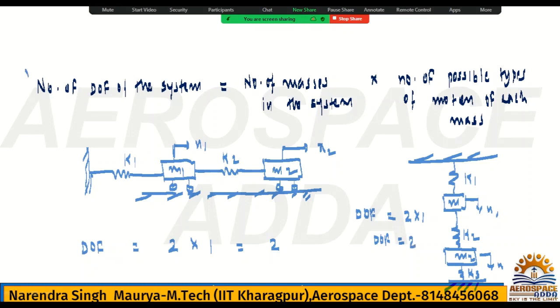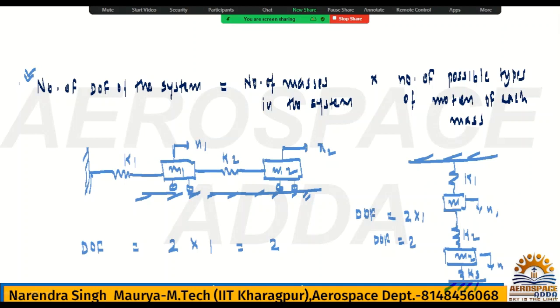Sir, in this same figure, if I include one torsional spring in M1, then what will be the degree of freedom? In M1, one more motion will be added, that is the transverse motion. Yes or no? Transverse motion also will be added. So the mass count is 2, one type of motion is in x direction, and one more is the transverse motion. So obviously the degree of freedom will increase. You understood my point or not? That's the reason I use this formula, and you need to remember it.